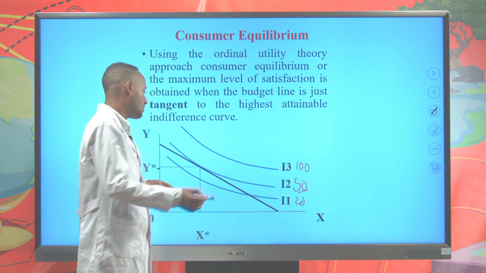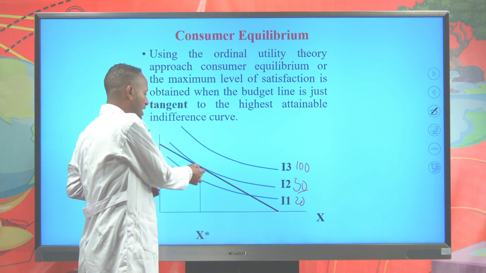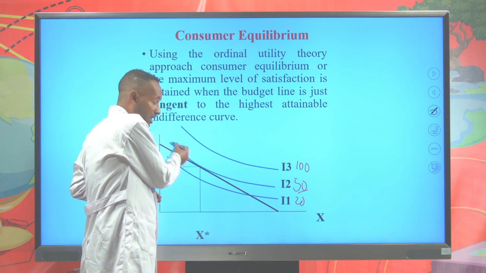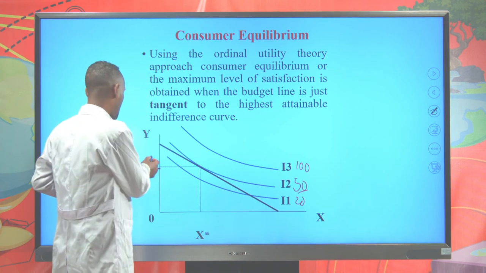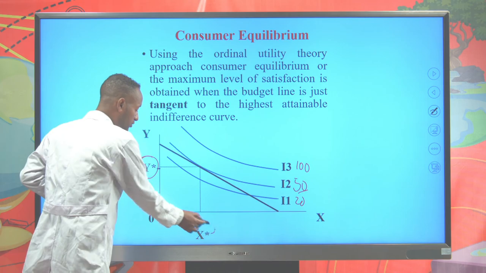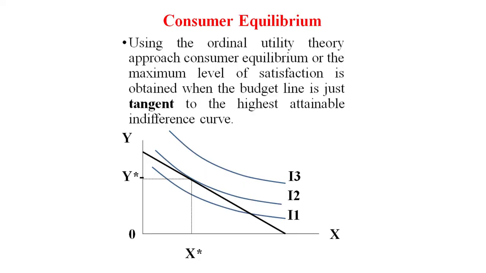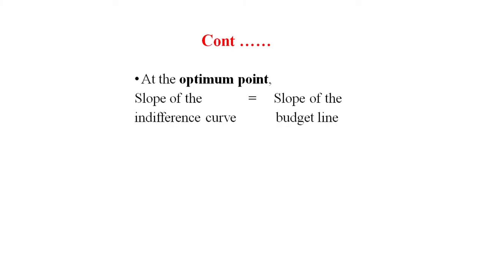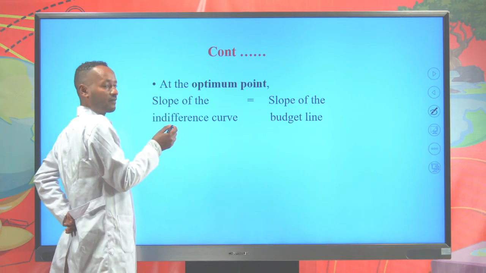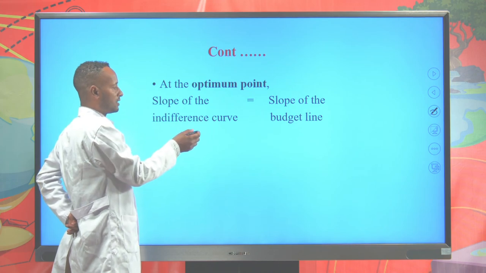So you get the maximum level of satisfaction when this budget line is just tangent to the highest attainable indifference curve. So this amount of commodity Y and this amount of commodity X is the maximum satisfaction that you get from the consumption of the two commodities. At the optimum point, at the maximum level of satisfaction, the slope of the indifference curve is always equal to the slope of the budget line.